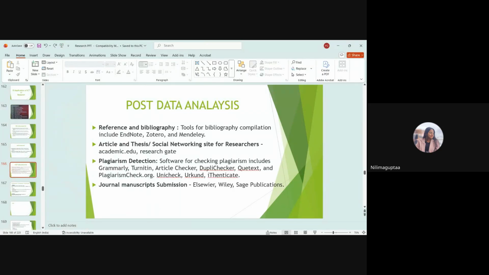Next, you have journal manuscript submission. For them, you have Elsevier, Wiley, and Sage Publication. These are the ICT tools or software that are used once your data has been analyzed. Now you want to do referencing, submitting, and checking plagiarism. Please take a screenshot of the same.